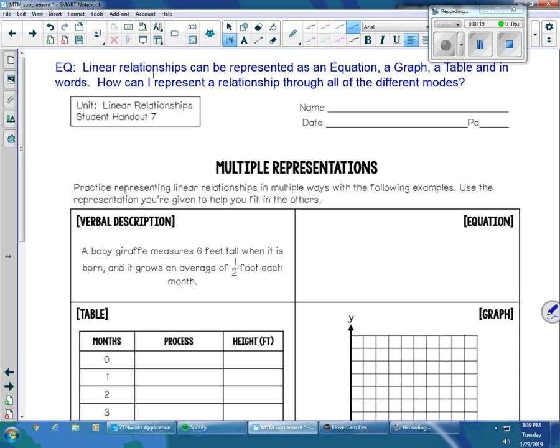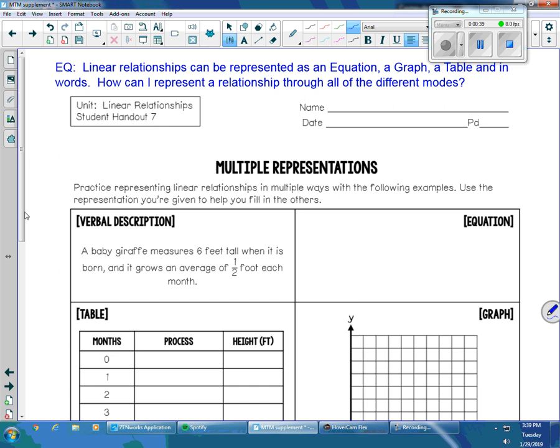Linear relationships can be represented as an equation, a graph, a table, and in words. How can I represent a relationship through all the different modes? So the directions tell us we're going to practice representing linear relationships in multiple ways with the following examples. Use the representation that's given to help you fill in the others.